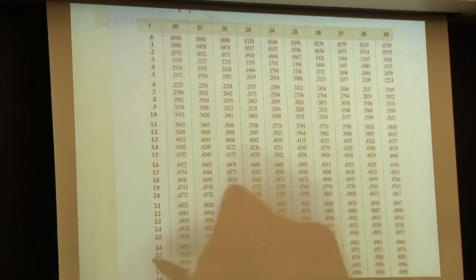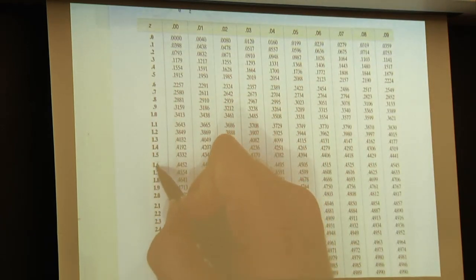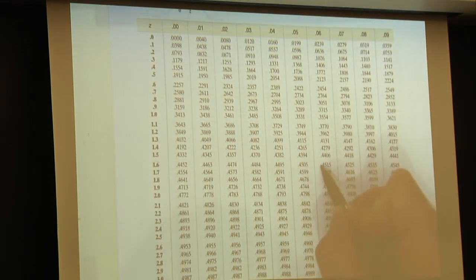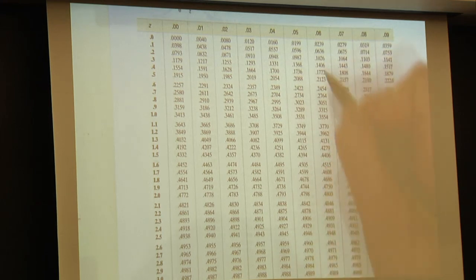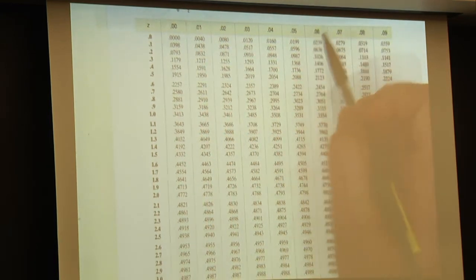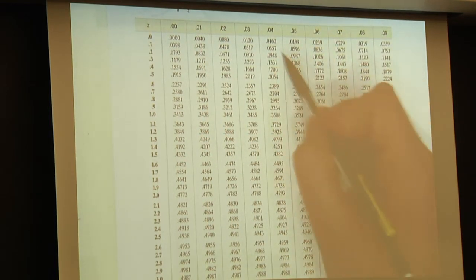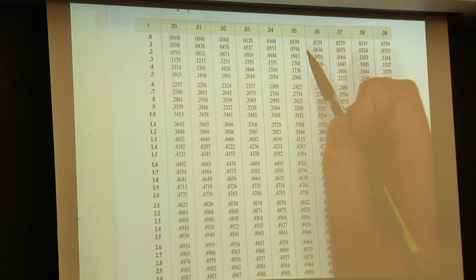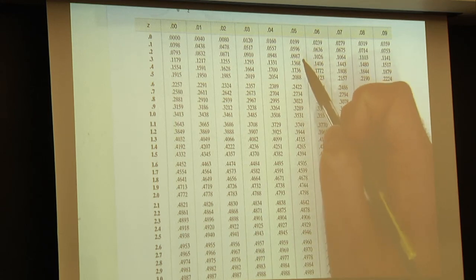Quick anatomy of your table review. Z's on the outside, right? So here is z of 1.6. This would indicate the probability of z being less than 1.66. Okay? So your tens place is here, and this is your hundredths place. So your z-table doesn't go any further than the second decimal. So you're never going to be looking for a z of 2.3794. You're just going to look for 2.37 or 2.38.